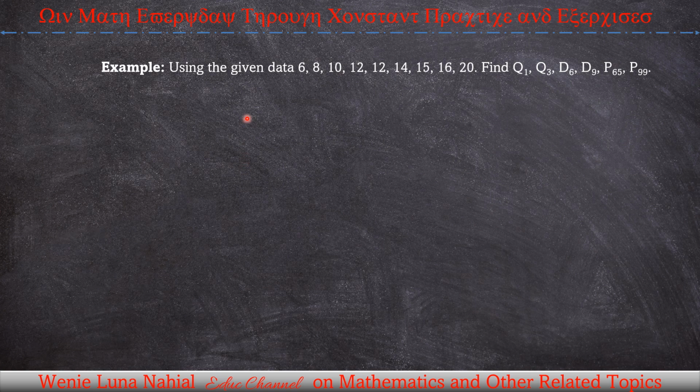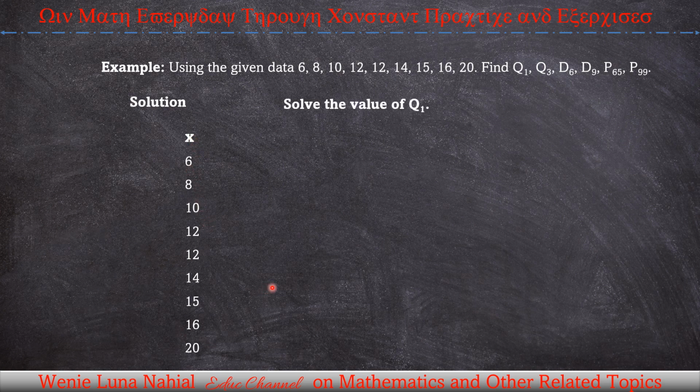Example, we have here a data set, and these are already arranged from the smallest to the highest. The smallest observation is 6, and the highest is 20. We have to get the Q sub 1, Q sub 3, D sub 6, D sub 9, P sub 65, P sub 99. So for the solution, here we have the header X, our observations, already arranged.